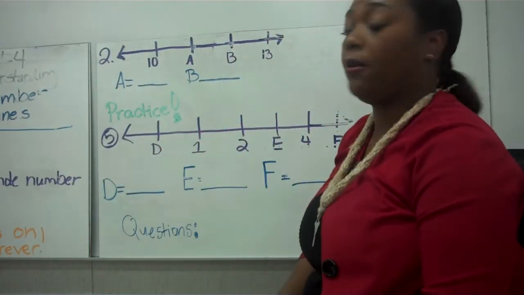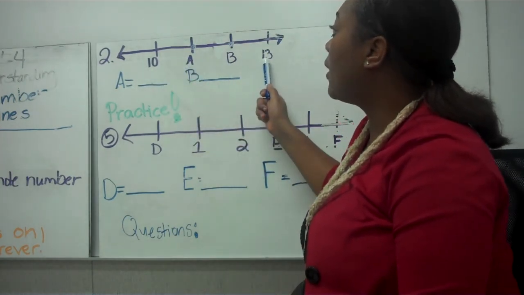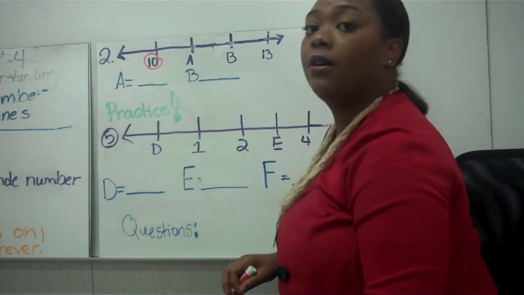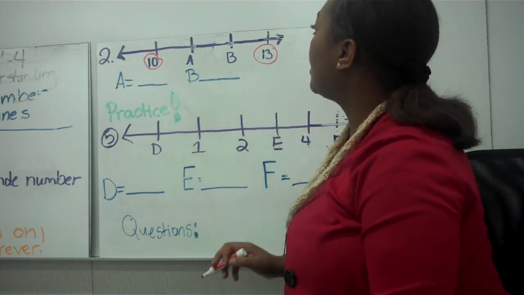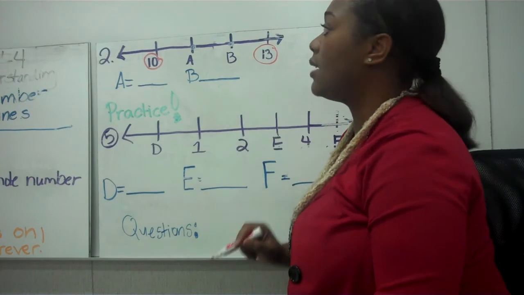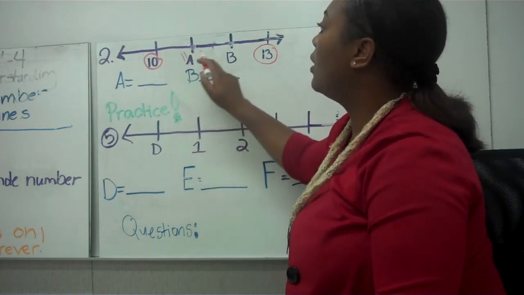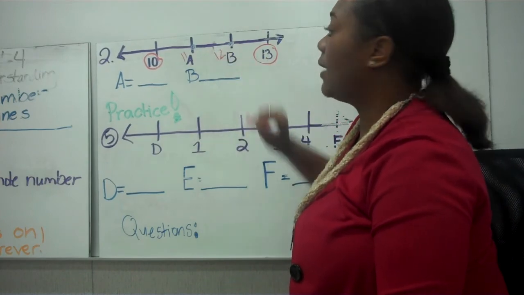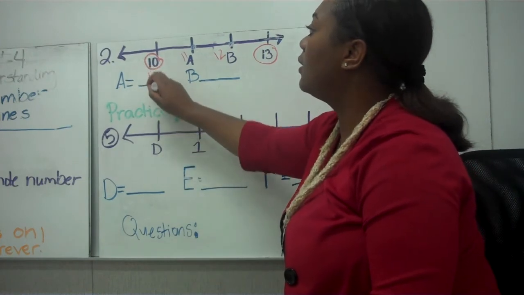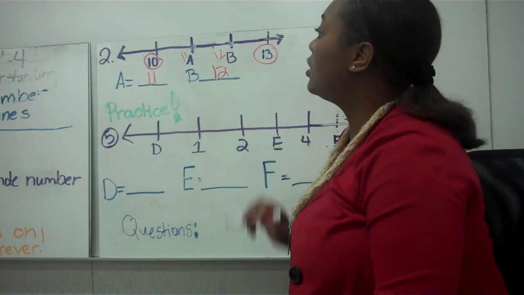Now let's look at number 2. We've got 10, A, point B, and point 13. Now we're familiar with the whole numbers 10 and 13. So point A and point B are going to come between 10 and 13. So if we start at 10, and let's just say this would be 11, 12, and then we have 13. So point A on this number line is number 11, and point B on this number line is 12.